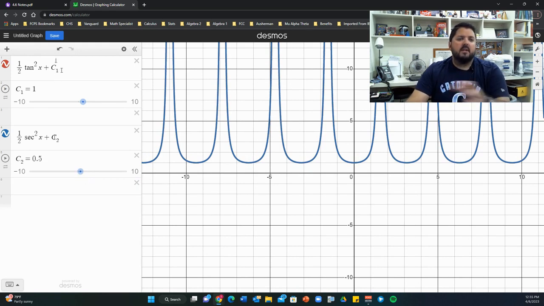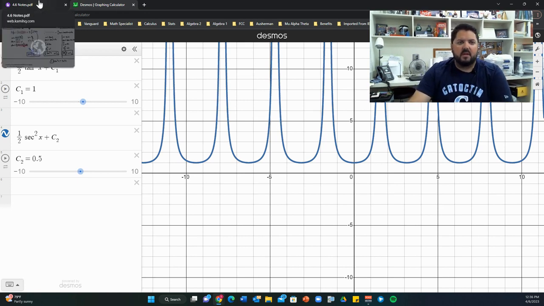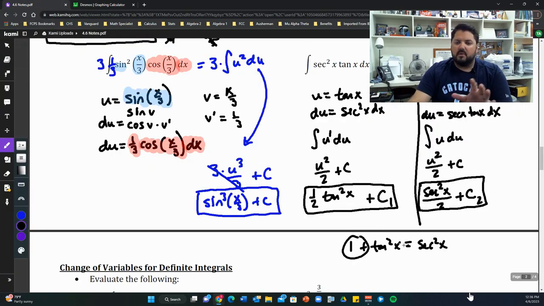So again, the difference is really just that constant value, and that ties back into the Pythagorean identity. They're only separated by that +1 value. What that tells us is there's going to be a variety of ways to solve some of these. The biggest and most important thing is just try something.